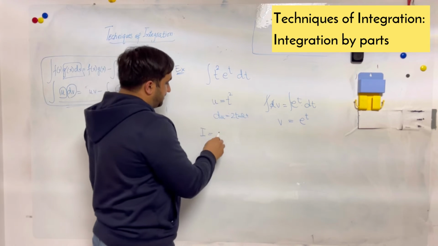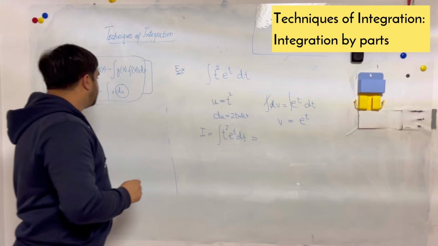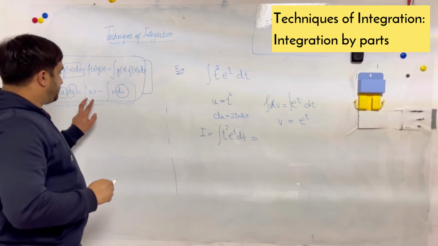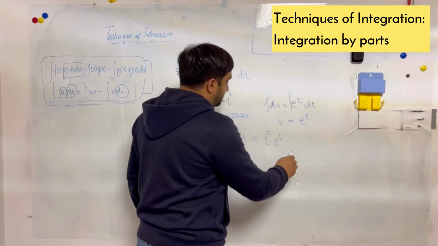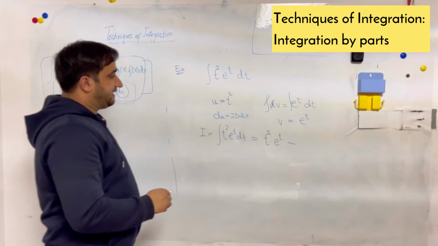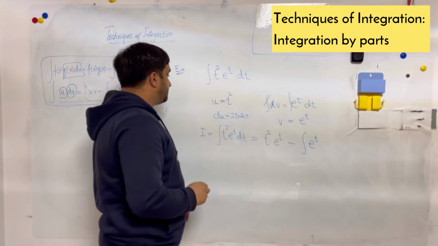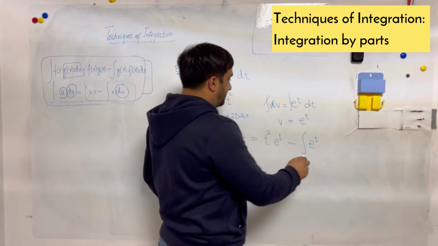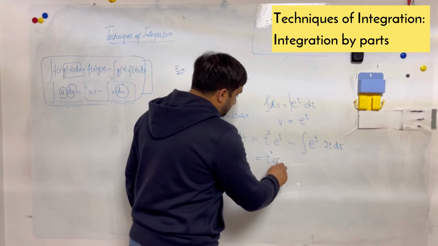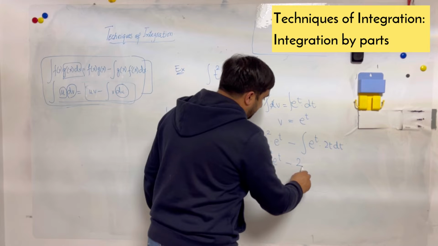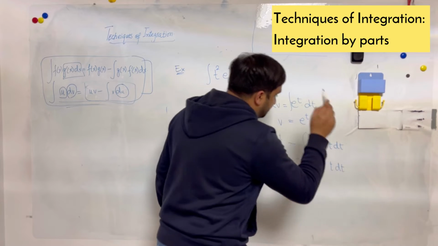Now this I, which is the integral of t square e^t dt, is equal to the right hand side of the formula, uv. U is t square, v is e raised to the power t, minus, from the formula, integral of v, which is this, and du is this, 2t dt. This is equal to t square e^t, take the 2 outside, it becomes 2 integral e^t t dt.